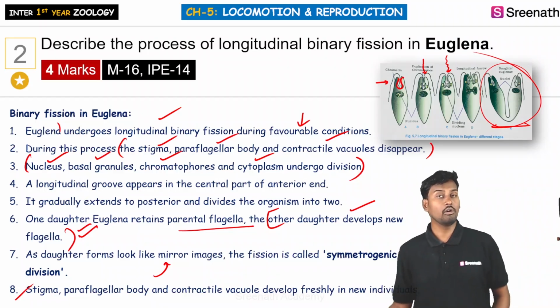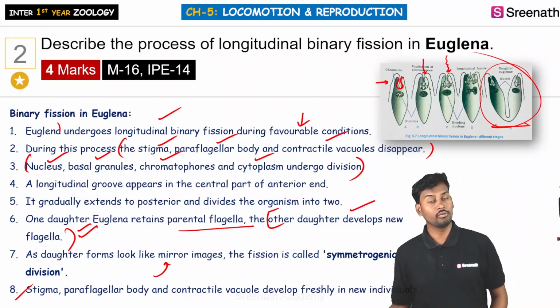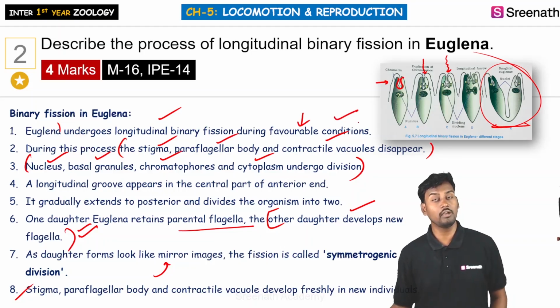So generally, longitudinal binary fission in case of Euglena is the one which takes place in favorable conditions, when there are proper optimal climatic conditions and abundant food conditions. Then they will go for this kind of division.